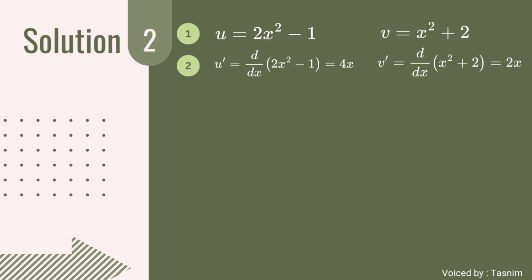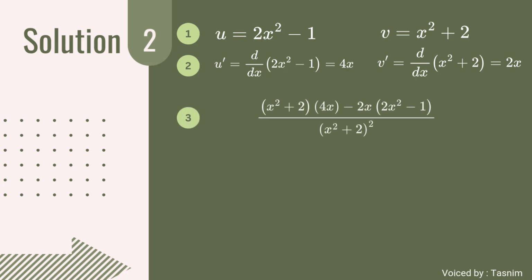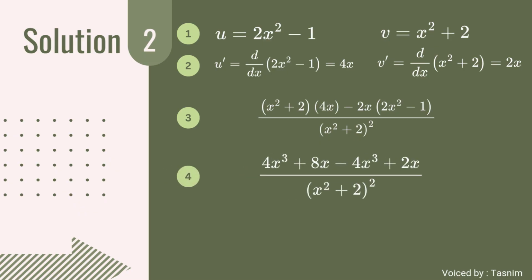Now, we need to substitute the function to the formula, which is vu prime minus uv prime divided by v squared. Then, we need to expand the top fraction. Last but not least, we simplify it and we should have the final answer like the answer given.